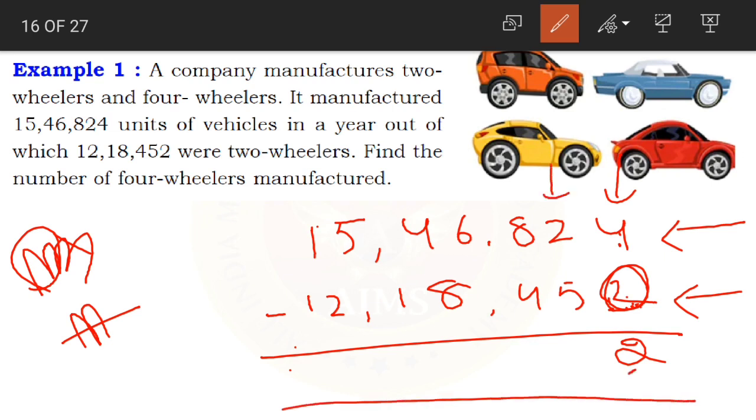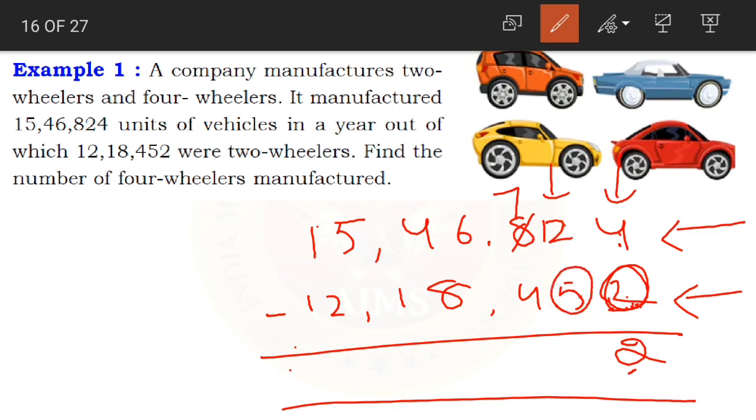Moving on to the tens place. Now 2 minus 5. Yes, 2 minus 5 is not possible. 2 is less than 5, so we cannot subtract it. What do we do? We borrow. 8 becomes 8 minus 1, 7. 2 becomes 1 to 12. Now again 12 minus 5.